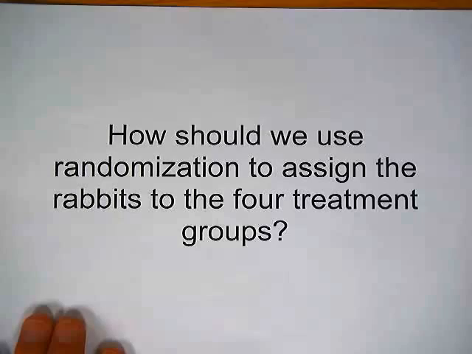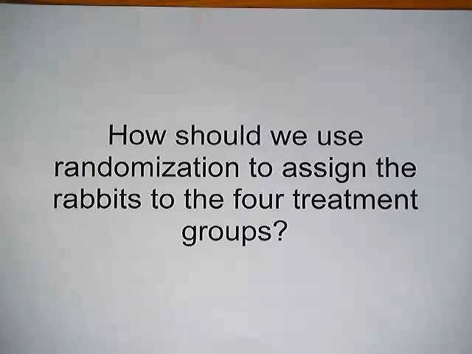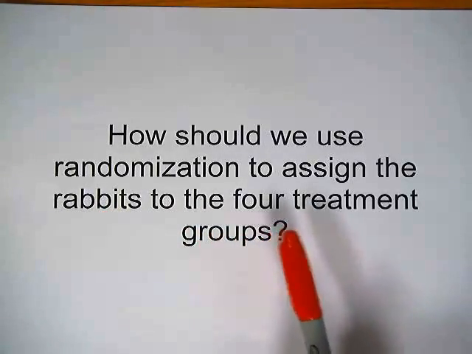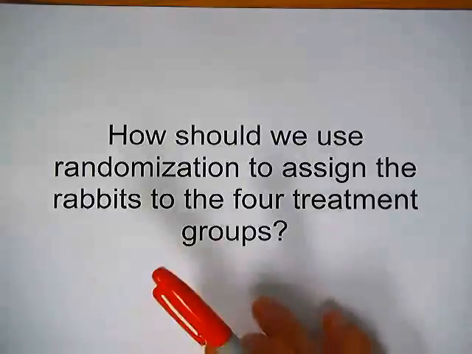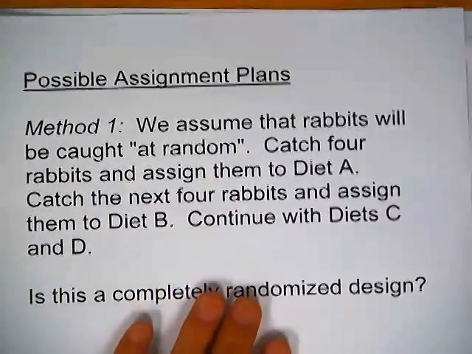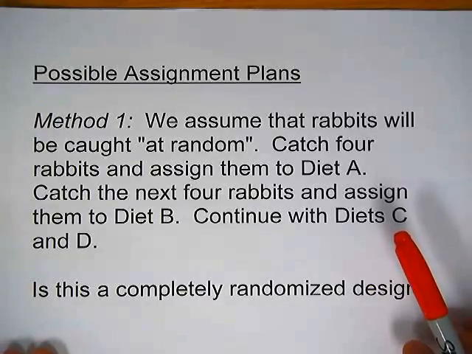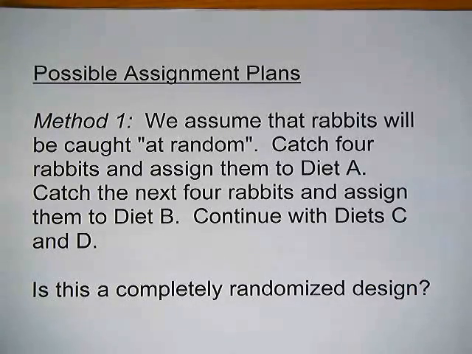So, how should we use randomization to assign the rabbits to the 4 treatment groups? In this case, the rabbits are our experimental units, and the 4 diets are our 4 treatment groups. We're going to look at two different methods for possibly assigning the treatments to the rabbits. So let's start with method 1 and try to decide if this is a completely randomized design.